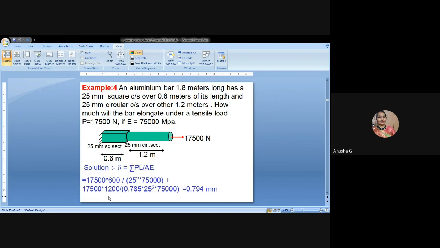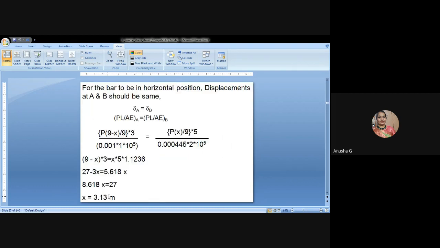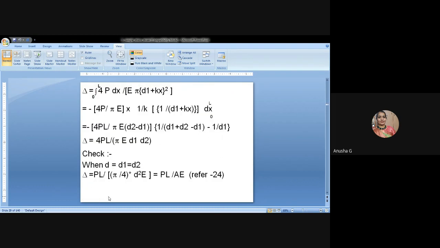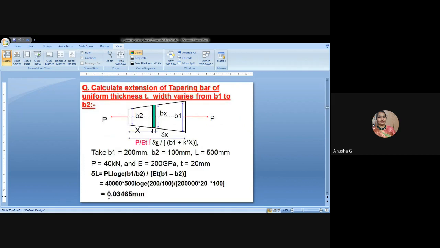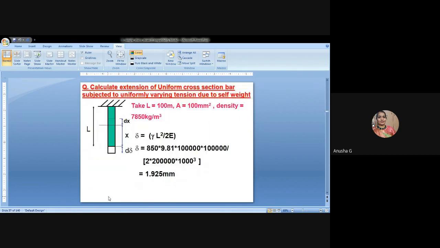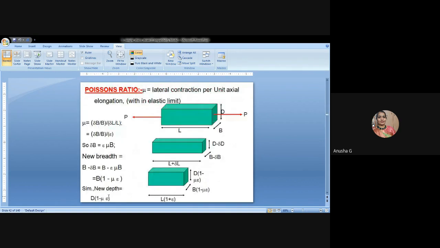For that we can calculate some examples. There will be some bars with different lengths and diameters. Then we have to calculate the tensile loads here. These are all the different types of problems that have to be calculated using our formulas. These are all the problems that we already discussed in our classrooms.